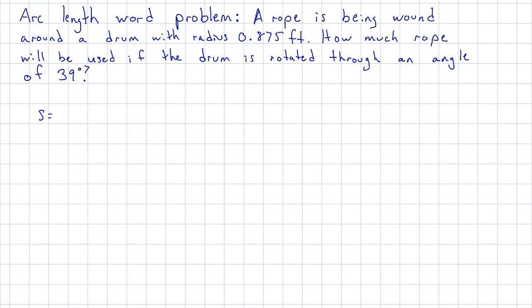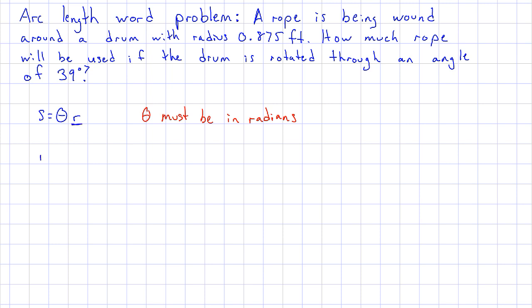So my formula for arc length is S equals theta times R. Theta must be in radians, because radians are a unitless measure, and I need my final answer, my arc length, to be units of length. I want feet, right? I want to know how many feet of rope will be used. And so I have to use a unitless measure in order to achieve that, because radius is already in feet.